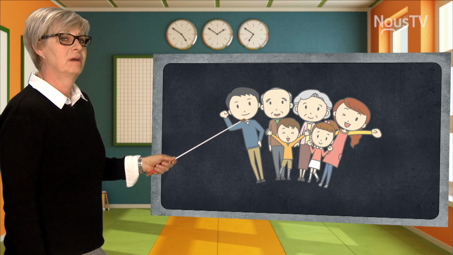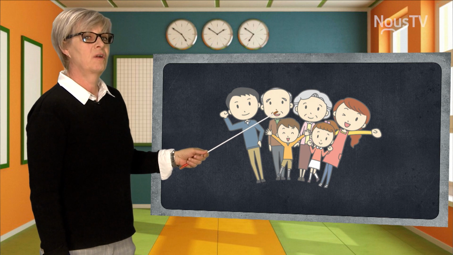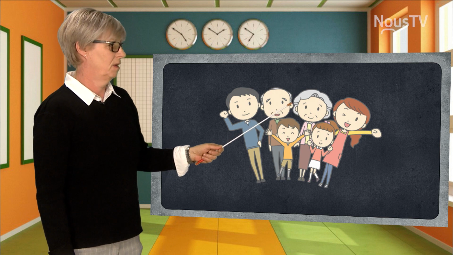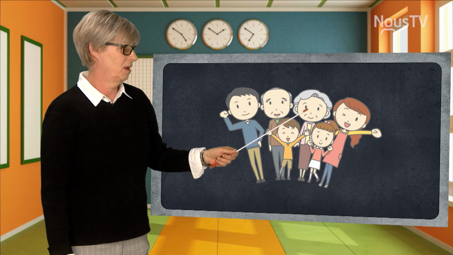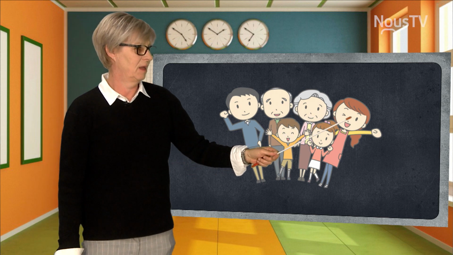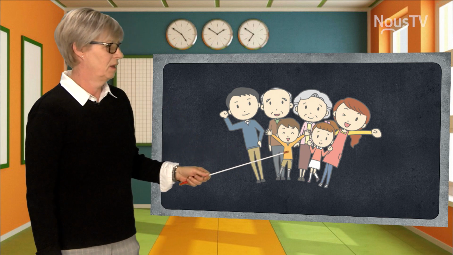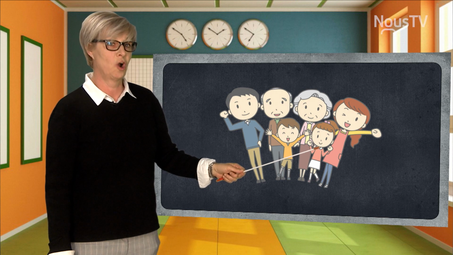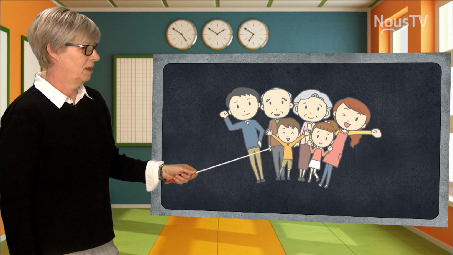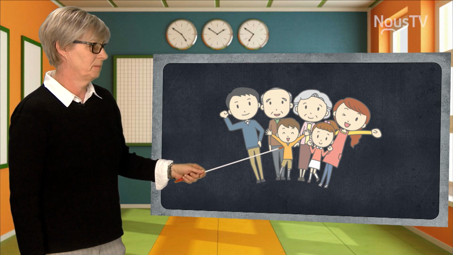Mike, father, grandfather, grandmother, and Kate is the mother. Zoe is their daughter, and Matt is their son.